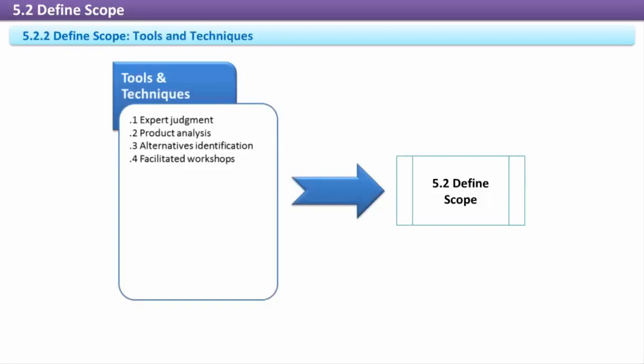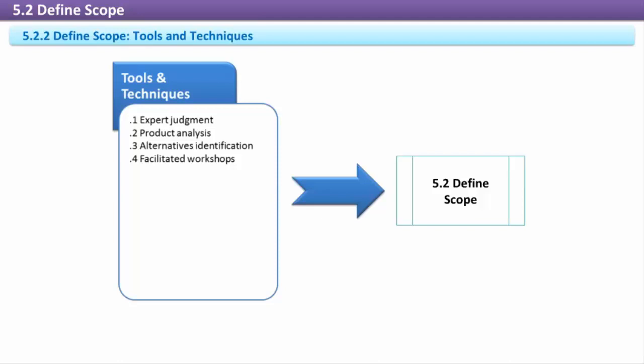Define scope. Tools and techniques. Expert judgment. Expert judgment is based upon the experience and knowledge of subject matter experts. It's used to assess and evaluate the inputs and the information they contain. Product analysis. Product analysis translates product objectives into tangible project requirements and deliverables by dissecting the product into components.